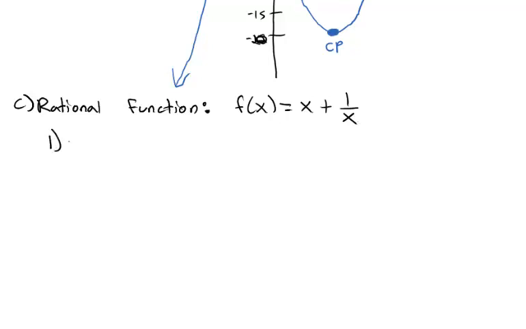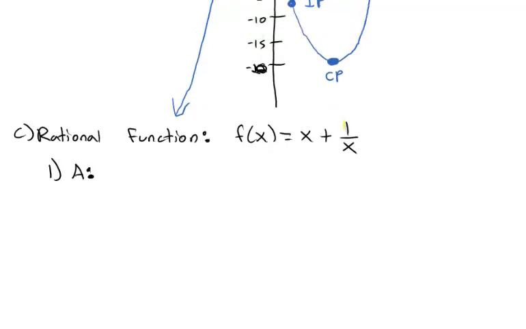And the first thing we need to find are any asymptotes. We know we get an asymptote when the denominator, notice the denominator here is x, is equal to 0. That is our vertical asymptote, at x equals 0. We're also interested in the limit as x goes to infinity of x plus 1 over x. And I want to remember that the limit of 1 over x is going to be 0.